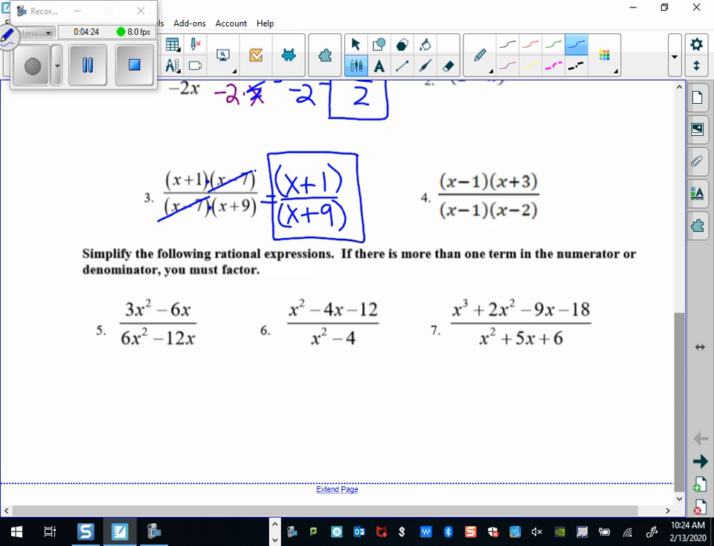Okay, so watch. Which ones are the same? And are they separated by multiplication? They are, yes. So we can cancel that and I get x plus 3 over x minus 2. Now look. This x, is it separated by multiplication? Well, it's separated by addition, right? So you can only do it as multiplication. They have to be factors. Because this is separated by addition and subtraction, we cannot cancel those because they're terms. They're not factors. Make sense?